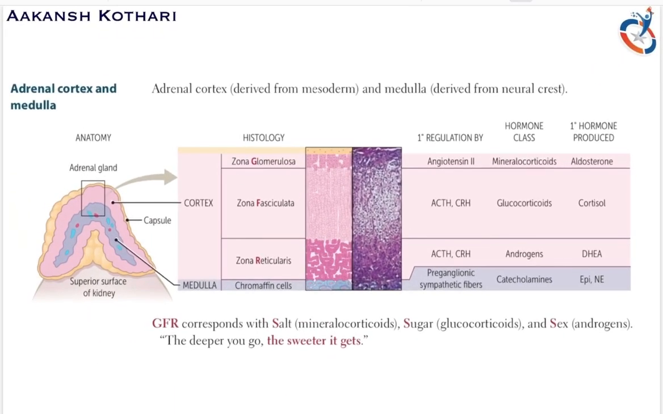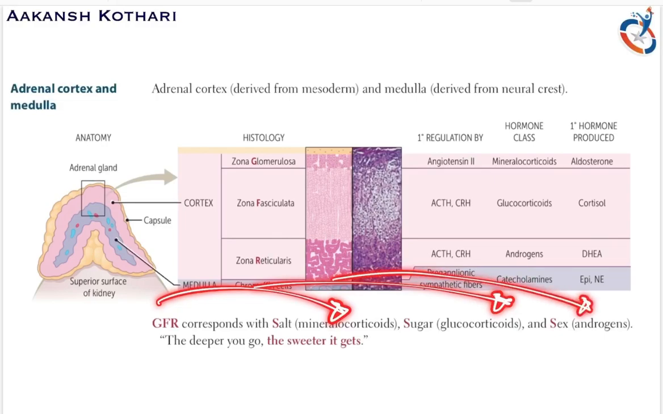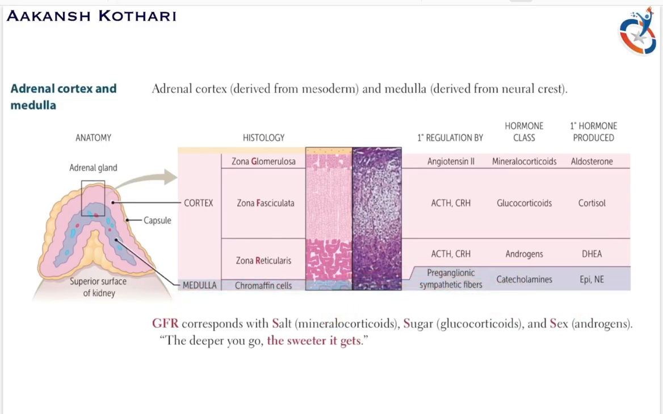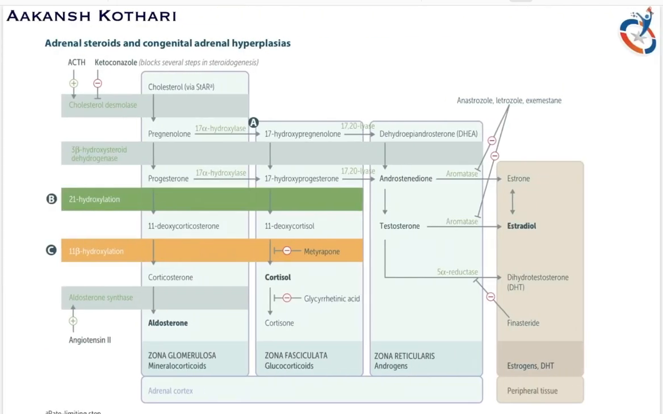We remember the various layers by GFR, which corresponds to salt, that is aldosterone, sugar, which corresponds to glucocorticoids, and androgens, which are sex hormones. Is it clear? Now, let us talk about how these hormones are produced. How are aldosterone, cortisol, and various sex hormones like DHEA, testosterone, and estradiol produced? Let us first focus on the production of aldosterone.